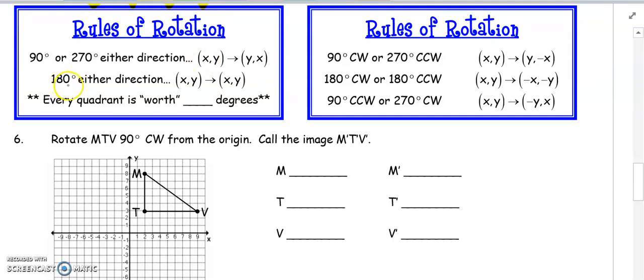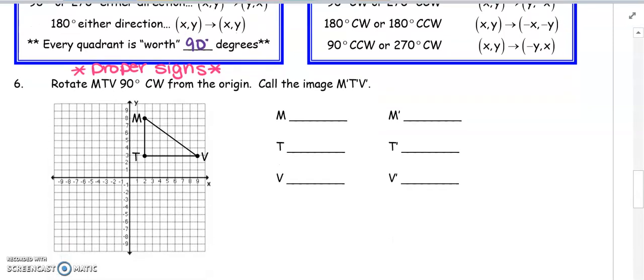If we are rotating 180 degrees in either direction, we keep the X and Y the same. All right, and then one thing that we're going to see here is that we need to make sure that we have the proper signs attached, depending on what quadrant we're ending up in. Now, every quadrant is going to be worth 90 degrees because let's look at this here. Here's a 90-degree angle, here's a 90-degree angle, 90-degree angle, 90-degree angle. All right, each of those worth 90 degrees.